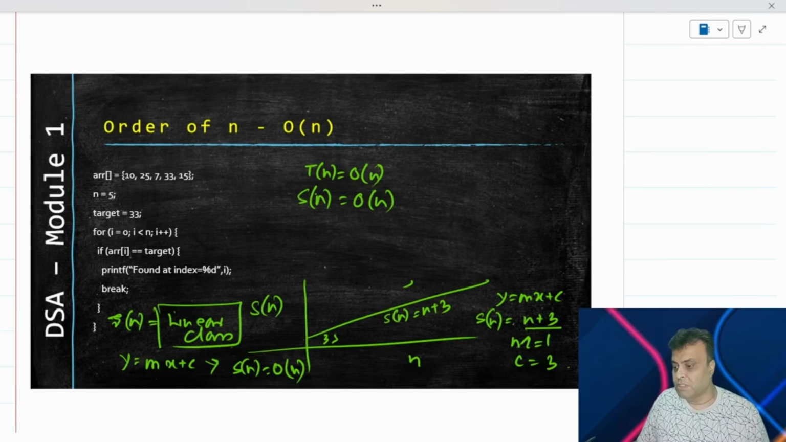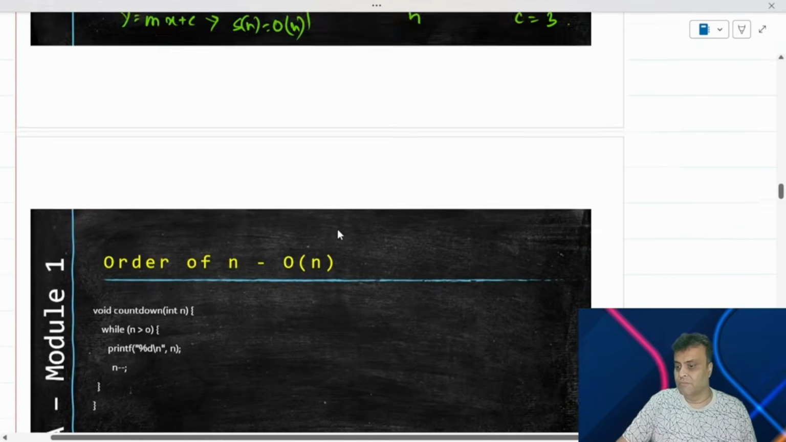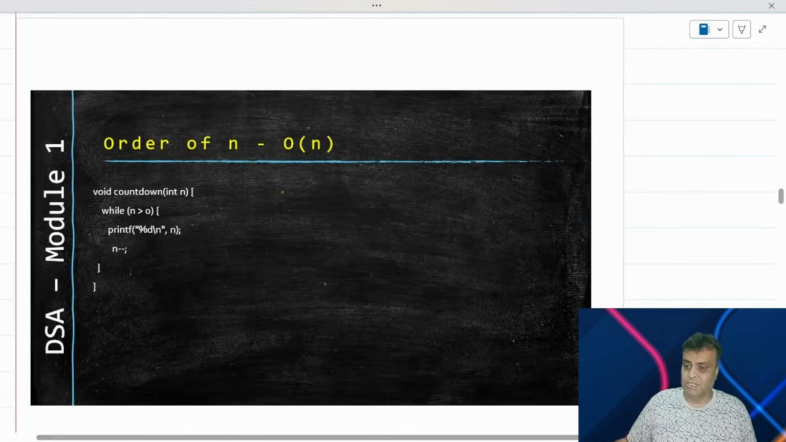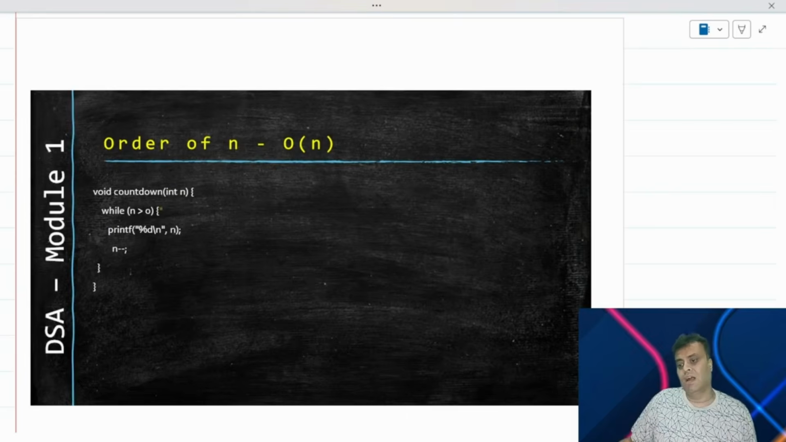So I hope time and space complexity is becoming clearer as we go forward in this. Let us quickly check this one also. This is a countdown timer and we are not incrementing, we are decrementing n, right? So what happens if we decrement n? How does it change is what I wanted to make you understand. So from a time complexity standpoint, let us see.